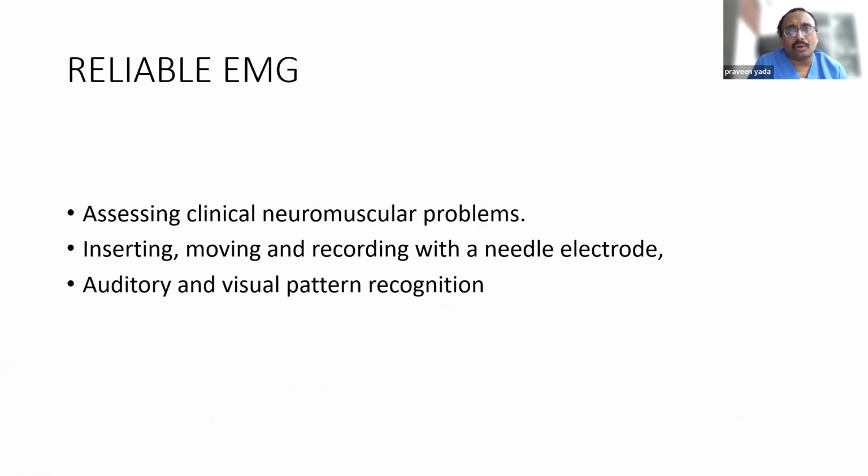Now, what is a reliable EMG? EMG as such takes time, and over a period of time we develop our own methods to have a good EMG recording. After we assess that there is a neuromuscular problem and not a simple sensory neuropathy, we go for EMG. EMG involves inserting, moving, and recording with a needle electrode. This all requires a lot of practice. Over a period of time, we pick it up. The feel of passing through a muscle, or passing through not a muscle but a tissue, is very important. This we can find out only after putting a needle in multiple muscles.